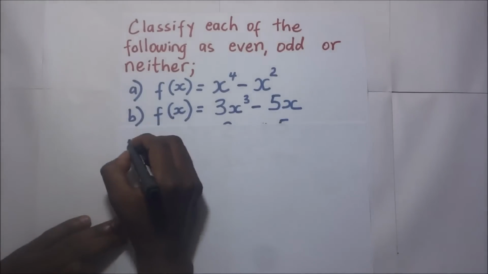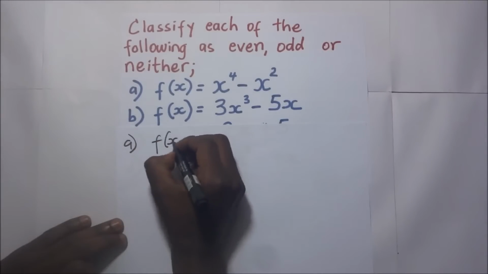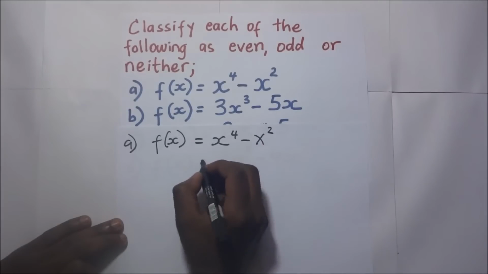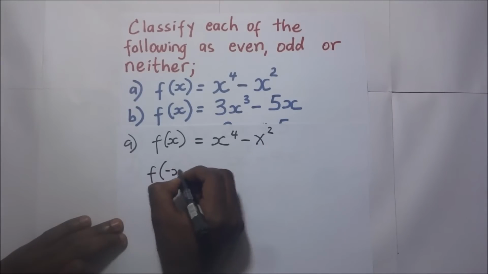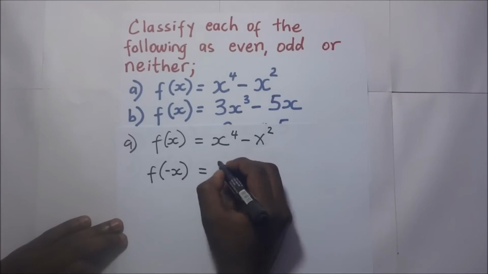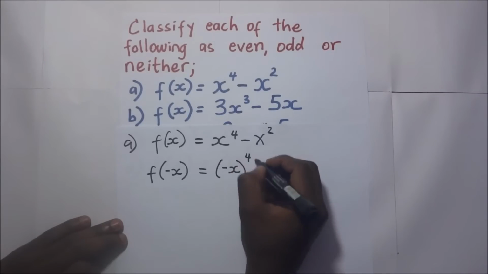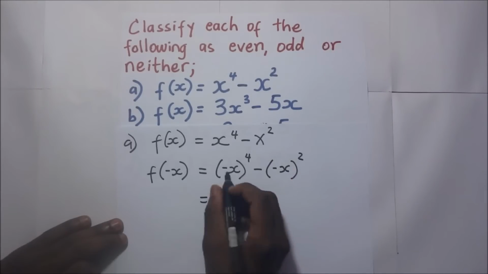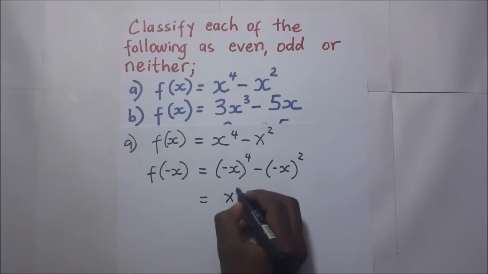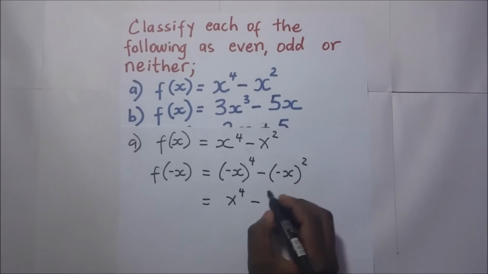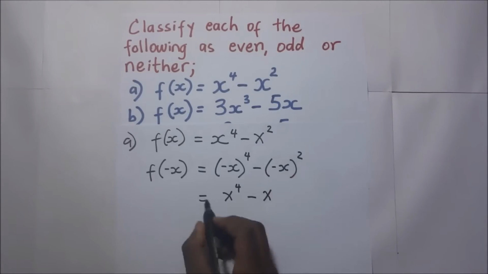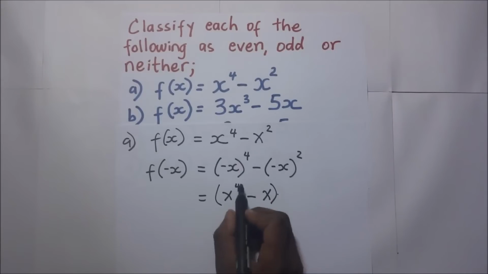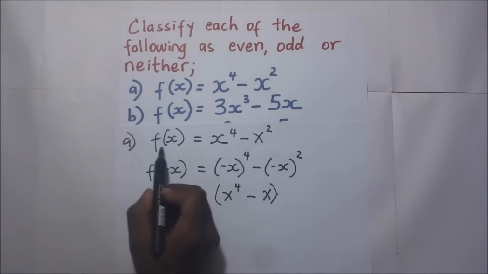We have our part A here, where f of x is x to the power 4 minus x squared. So f of negative x means it's going to give us negative x to the power 4 minus negative x to the power 2. And of course, negative x to the power 4 is still going to give us x to the power 4, minus negative x to the power 2 is still giving us x squared. So you realize that when we plugged in a negative, it still gave us x to the power 4 minus x squared, which is f of x.